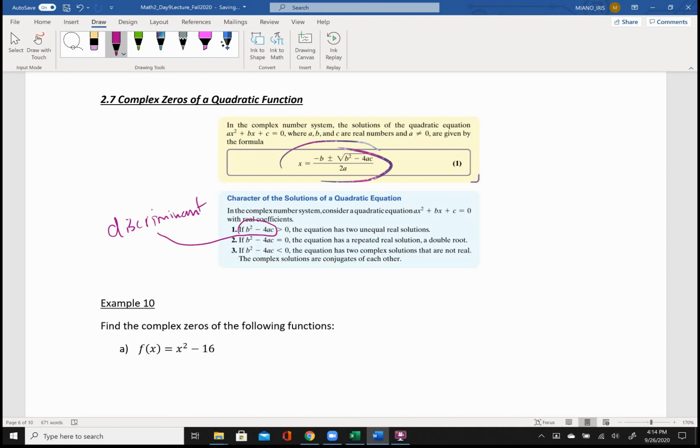If it's positive, then you have 2 real solutions that are distinct. If it's equal to 0, you have 1 real solution that has multiplicity 2, or they call it a double root in this section, but we know better. It's called multiplicity 2 for that 0. And then if it's negative, then that means you have complex solutions, and they come in a conjugate pair. Okay, cool. Complex solutions that are not real, I guess we should specify.